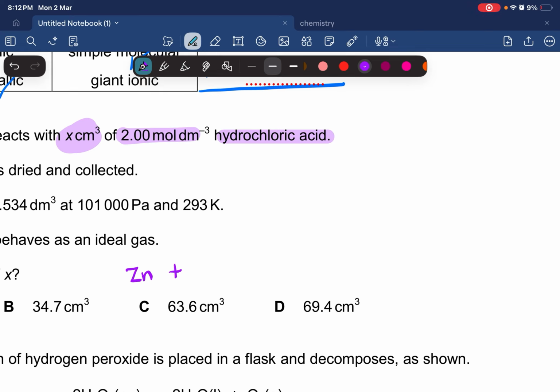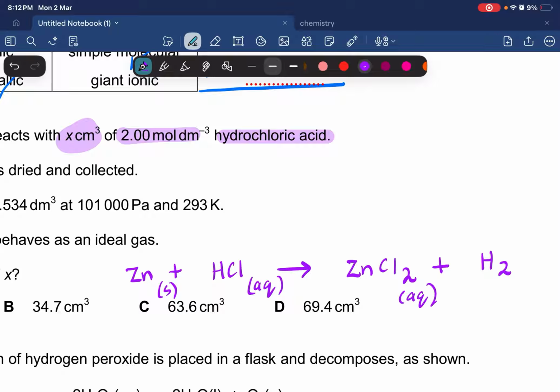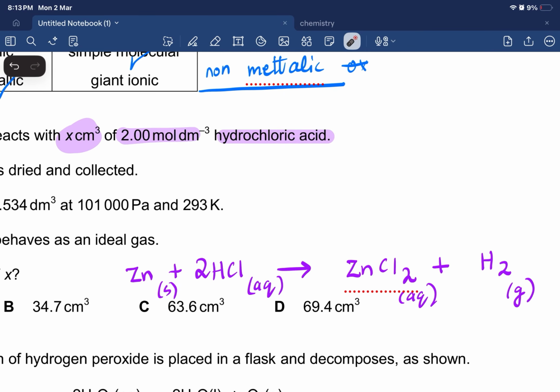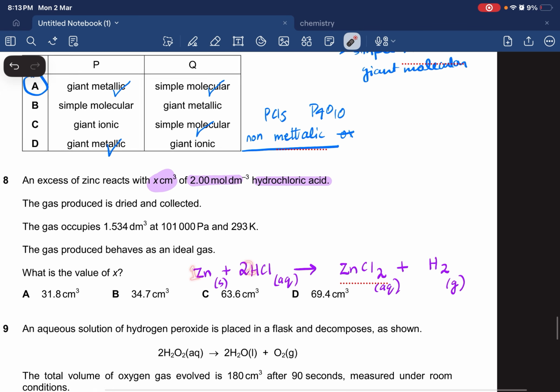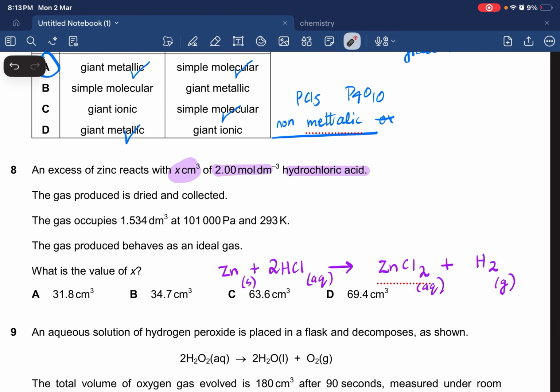We have zinc, we have HCl. What do we form? We form ZnCl2, don't forget this 2+, plus hydrogen gas. So we have a solid here, an aqueous solution here, and then a gas here. The meaning of the equation is 1 mole of zinc reacts with 2 moles of HCl. Now the gas produced is dried and collected. The gas occupies this much dm cubed at this much pressure and temperature. The gas produced behaves as an ideal gas. What is the value of X?